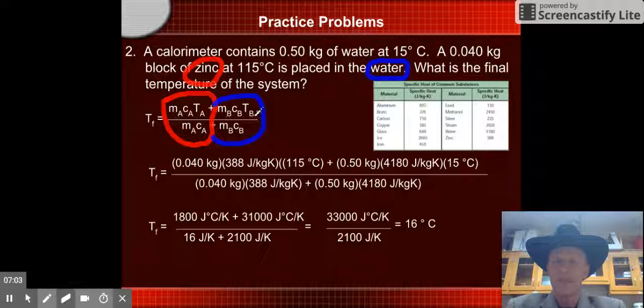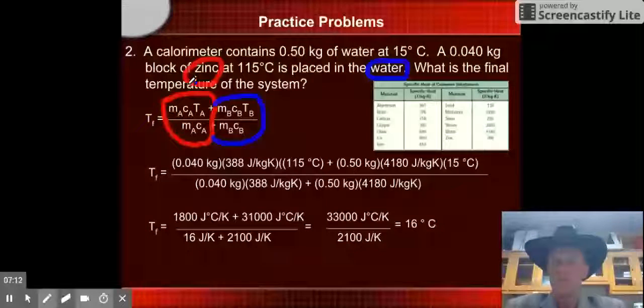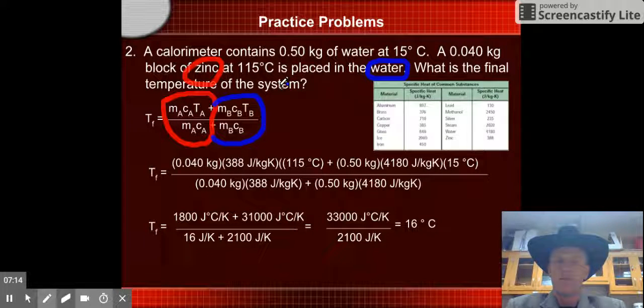Notice the division bar goes the whole way through, and you've got to add on the top first and then the bottom. Another thing you want to note is the question says, what is the final temperature of the system? So we want to use the TF equals. Final temperature of the system is the mass of item A, which is going to be the zinc. What's the mass of zinc? The mass of zinc is right here.